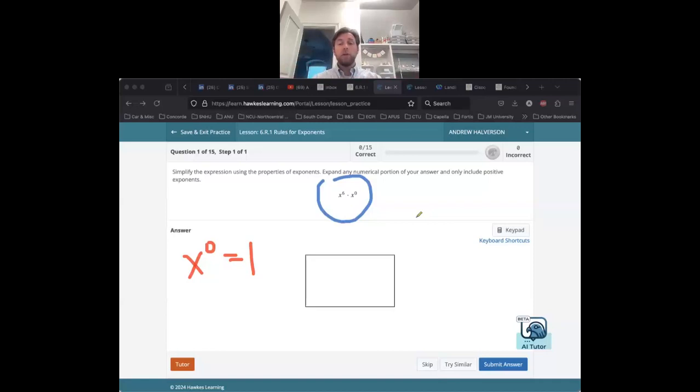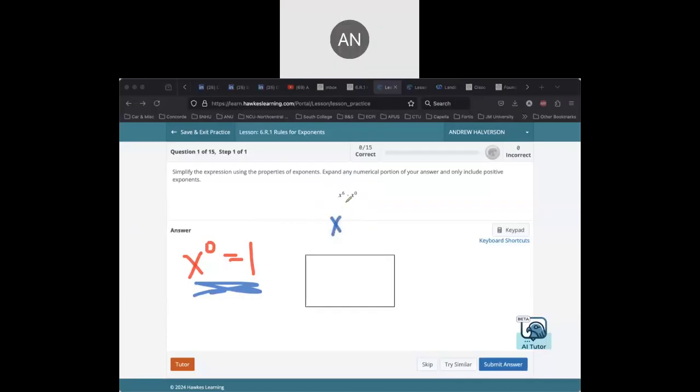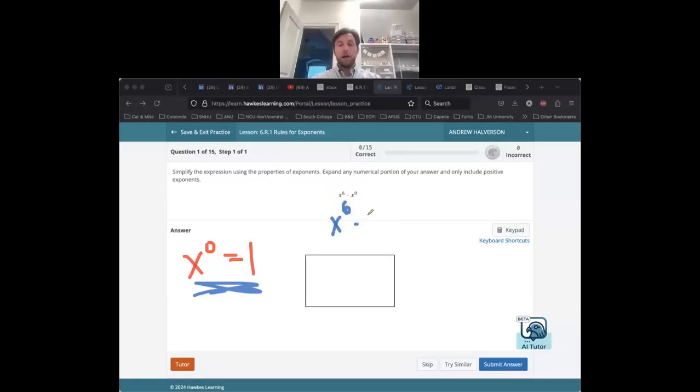So how could we do x to the 6 times x to the 0? Well, we could apply our rule here and replace that x to the 0 with what? A 1. So this becomes x to the 6th times 1. And 1 times anything is what? The same thing. So x to the 6th.